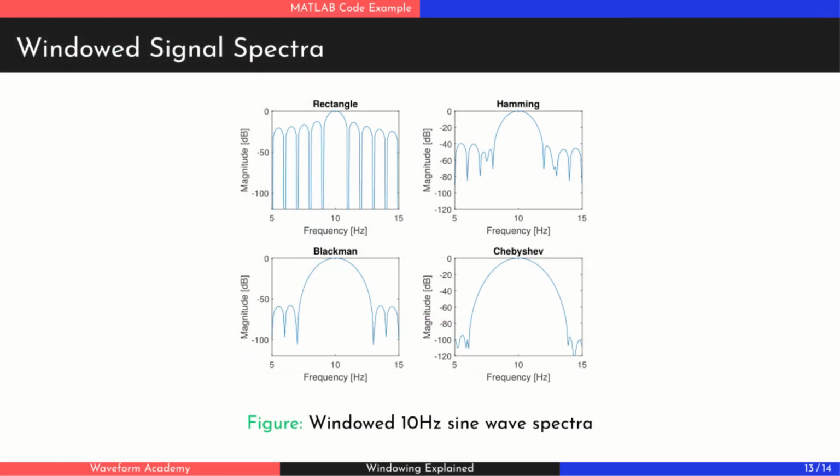As you can see, the spectrum of the sine wave with the rectangular window has the sharpest main lobe but very poor side lobe suppression. Moving through the other windows, we trade main lobe sharpness for better side lobe attenuation. Finally, with a Chebyshev window, the main lobe is much wider, but the side lobes are strongly suppressed. This clearly shows the trade-off, narrow main lobe versus side lobe attenuation, and each window offers a different balance.